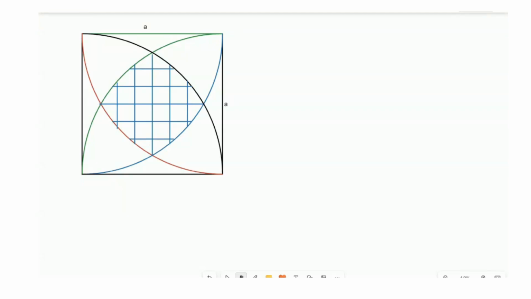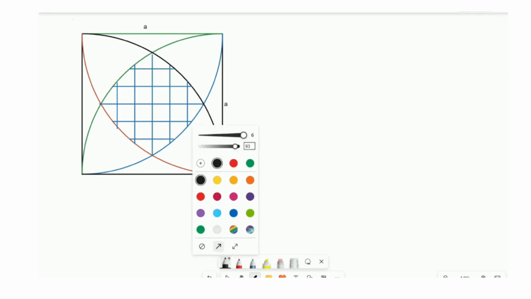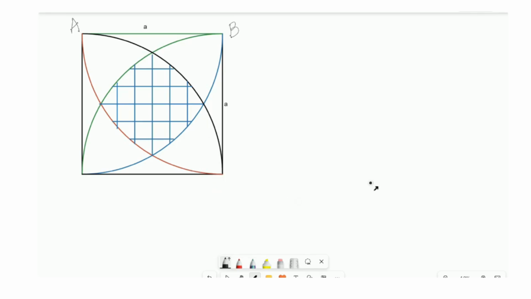First, I'm going to label the square A, B, C, D. Now I'm going to shade this area. That area means the intersection region of the two circles, that is the black circle and the red circle.